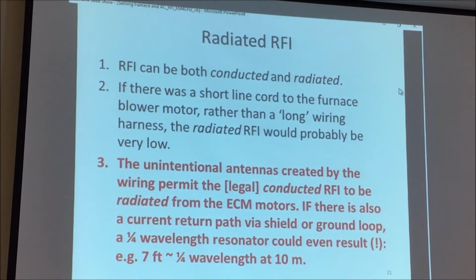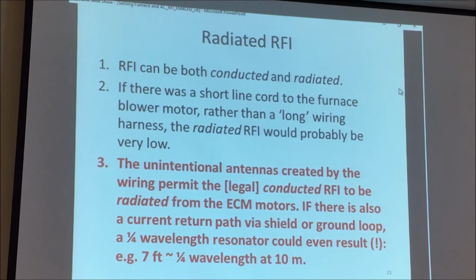Now to get back to radiated RFI. I mentioned previously RFI can be both conducted and radiated. The expert I talked to said that if there was actually a short line cord to the furnace blower motor rather than a long wiring harness, the radiated RFI would probably be very low. The gentleman I'm referring to is an RFI specialist with Regal Beloit, located in Fort Wayne, Indiana. He's been very helpful. Lennox put me in touch with him.